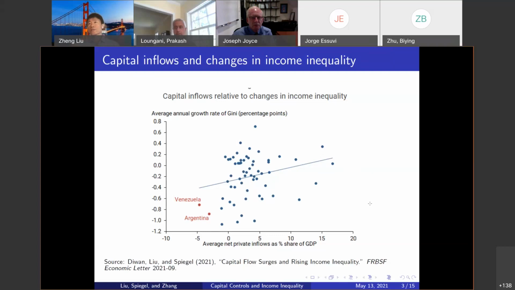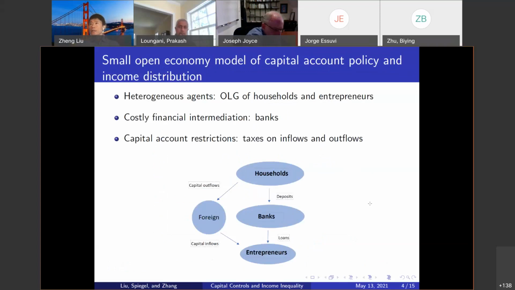So to understand this link between capital account policy or capital flows and income distribution requires a framework that takes into account other frictions, because the correlation can be complicated by other factors like financial frictions. So we look into such a framework, where this chart shows a simplified version of the model that we consider. We include two sets of economic agents: households, who are savers and workers, and entrepreneurs, who are borrowers and who also work. The savers and the borrowers are connected through domestic banks. The banks take deposits from the households and lend to the entrepreneurs. The households don't know how to invest or produce, but the entrepreneurs do.